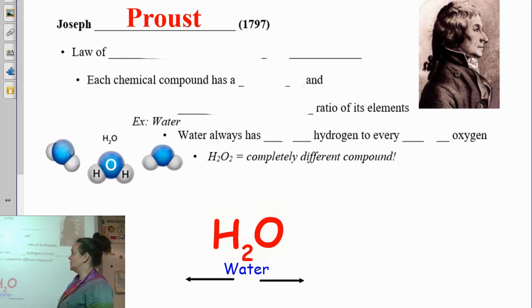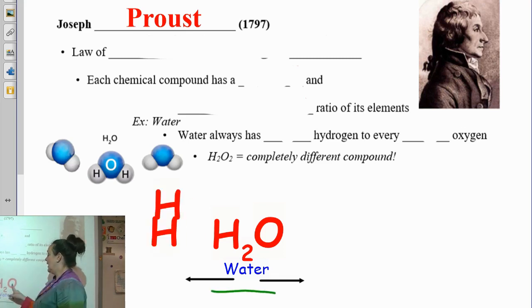And so what Proust was doing was he was looking into this, and he would actually split water apart. And you can do this with electrolysis. And what he found was that no matter where the water came from, every time you split it, you got 2 hydrogens and 1 oxygen.